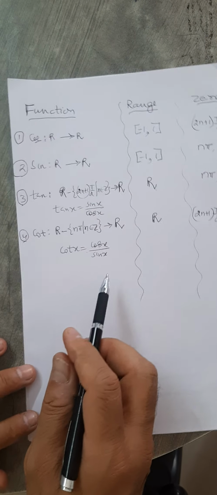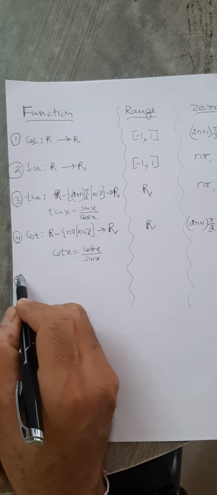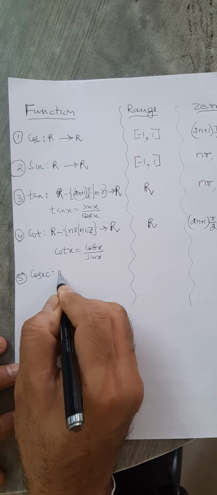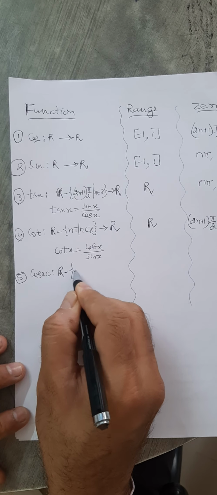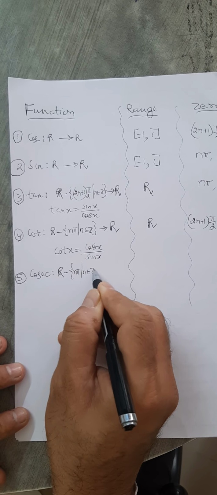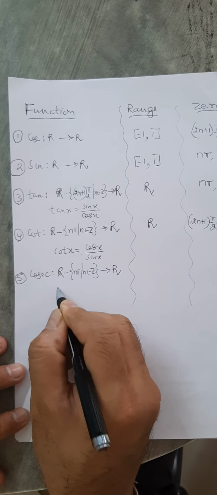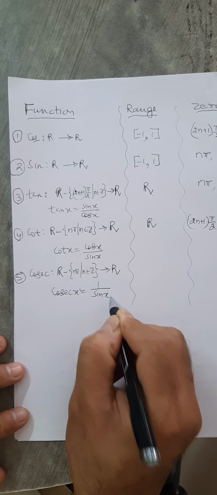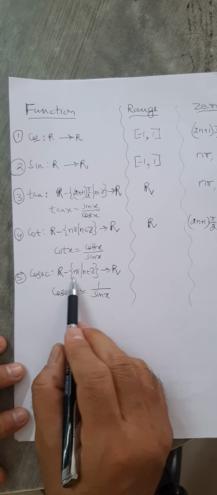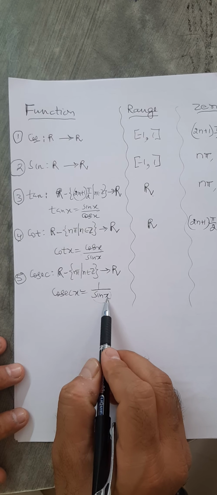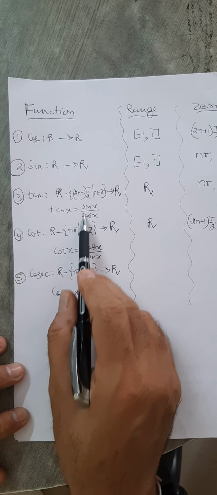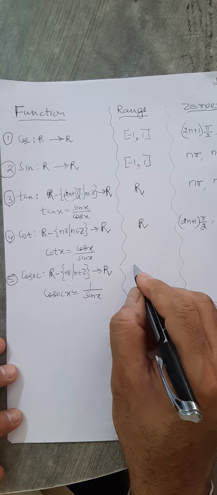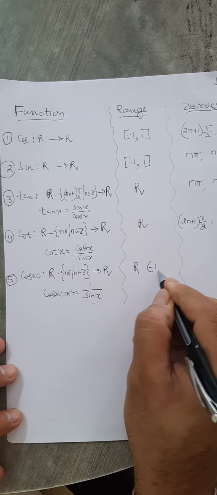Okay. Now fifth function here, let me write cosec function for example. Cosec is a function from R minus n pi, n belongs to Z, to R. Cosec x equals 1 upon sin x. Don't memorize this, just understand why we wrote this minus, because this becomes 0 when x is n pi. Similarly here, just to understand, you will write very easily. Okay. What's the range here? R minus open interval -1 to 1.